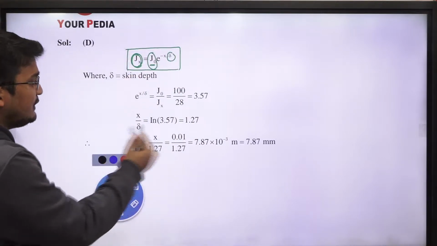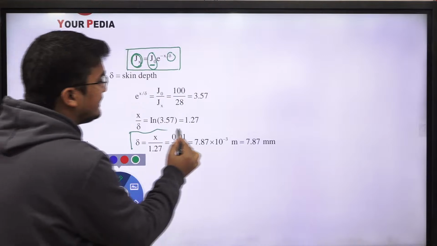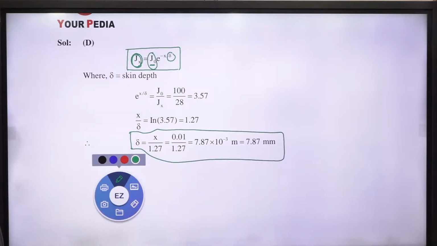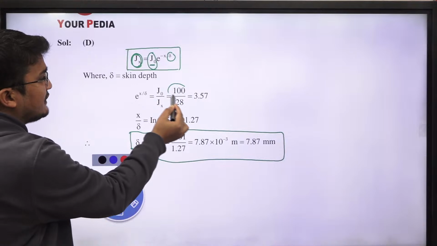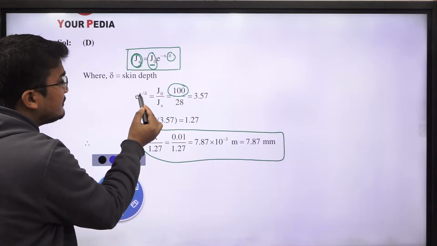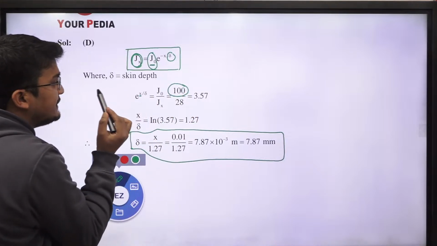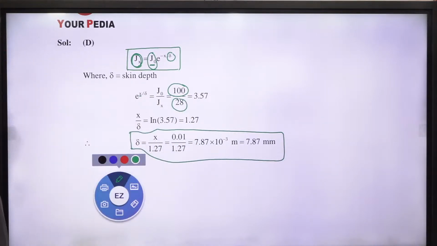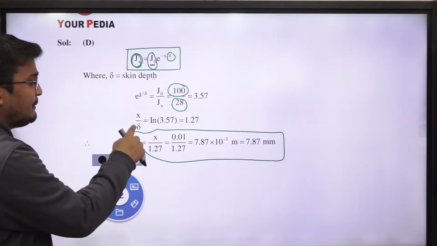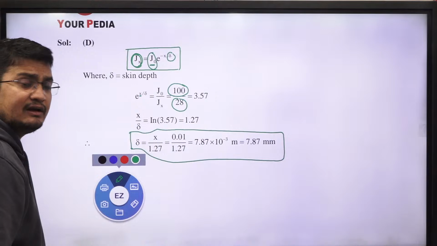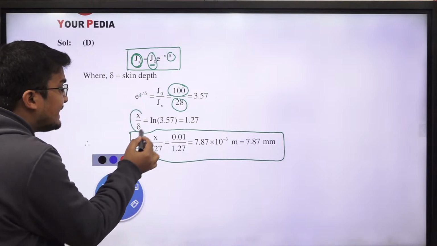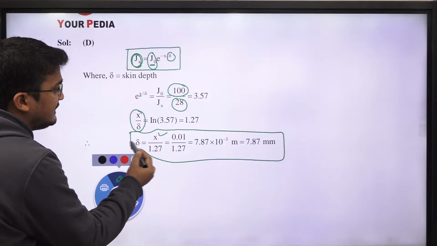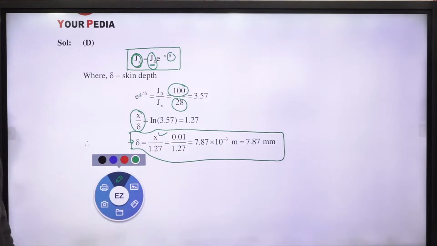You simply calculate here. So this delta can be calculated this way. So this will be 7.87 mm. See, initially on the surface, at some particular distance when x was 0.01, it was given 28. So I just calculated that value. Is it clear? You can see I calculated x upon delta is equal to 1.27. Since I calculated this at x is equal to 0.01, I put the x value here and finally get the delta. Tell me, any confusion?